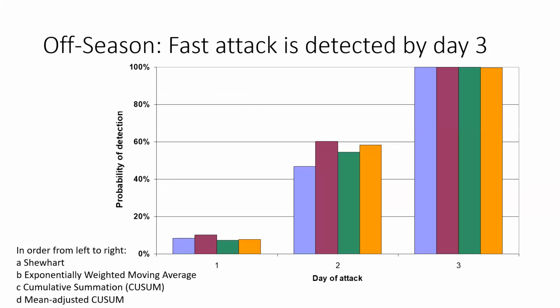All right, now, here we have in the off-season the probability to detect the fast attack on day 1, day 2, and day 3. And so what you see is on day 3, we detect it always, regardless of method. Day 2, we have more or less a 50% chance, regardless of method. Day 1, no chance, more or less.